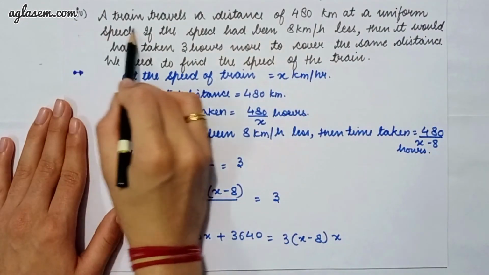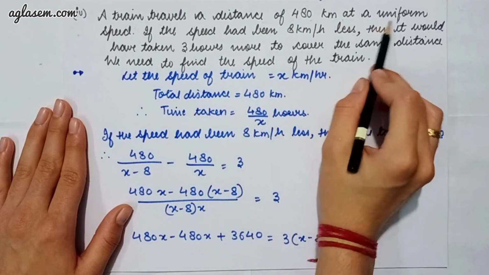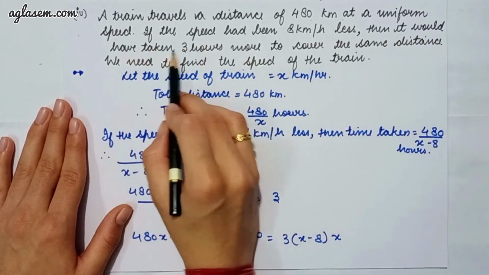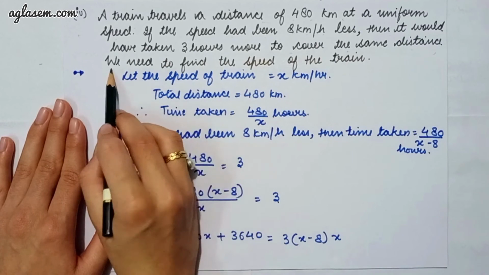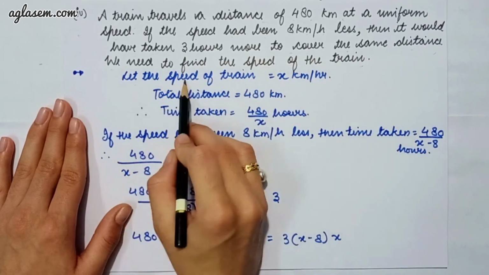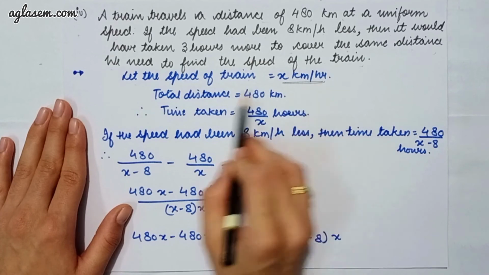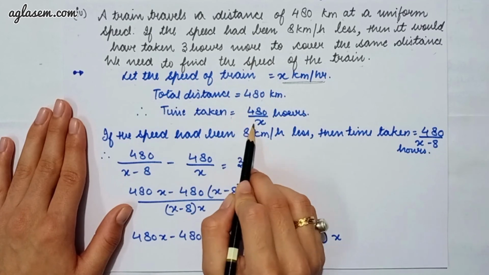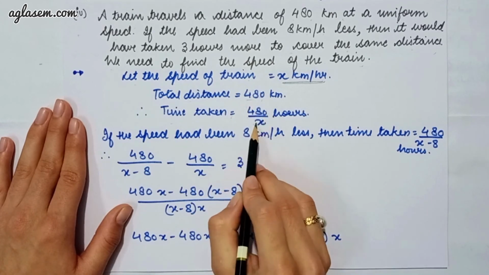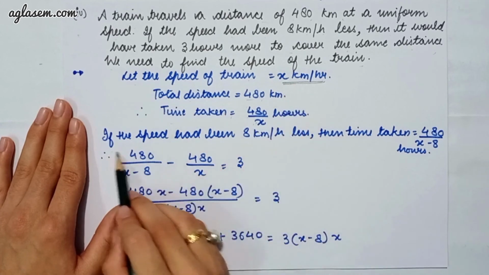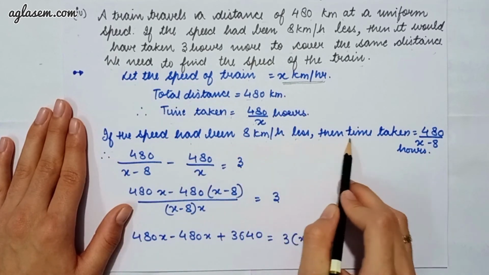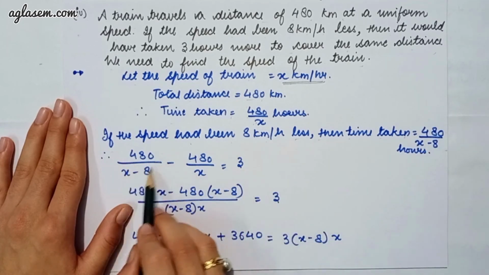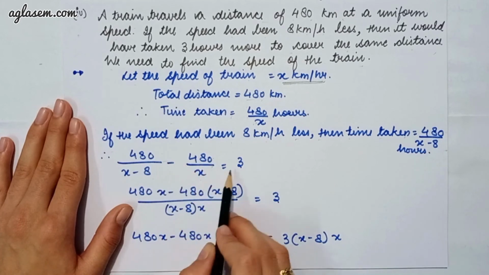Fourth part says a train travels a distance of 480 km at a uniform speed. If the speed had been 8 km per hour less, then it would have taken 3 hours more to cover the same distance. We need to find the speed of the train. So here we have to let the speed of the train equal x km per hour. So total distance is given, that is 480 km, and we know the time taken is distance upon speed. So distance is given, that is 480, and speed we have let, that is x kilometer. So if the speed had been 8 km less, then time taken will be 480 upon x minus 8 hours. Therefore 480 upon x minus 8 minus 480 upon x, which is equals to 3.